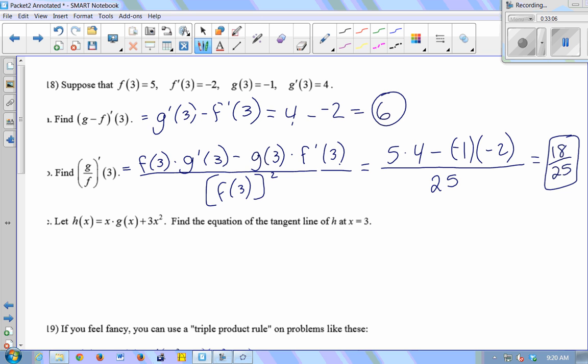So when you follow the order of operations, we would do the 5 times the 4 and get 20. The -1 times the -2 and get +2. So that says 20 minus 2. Okay.